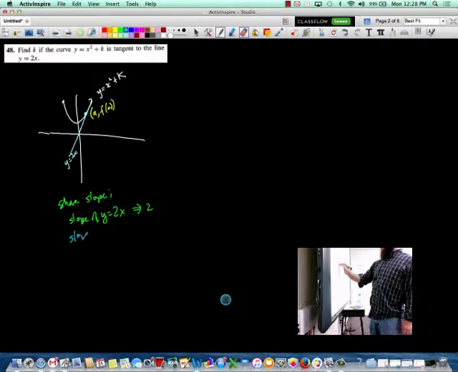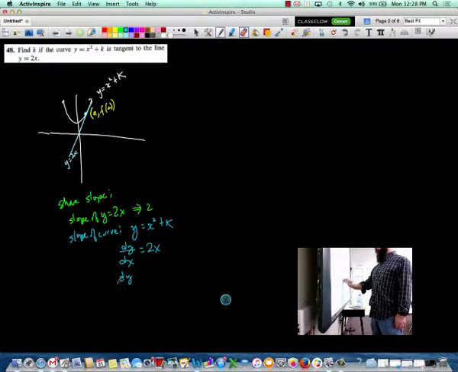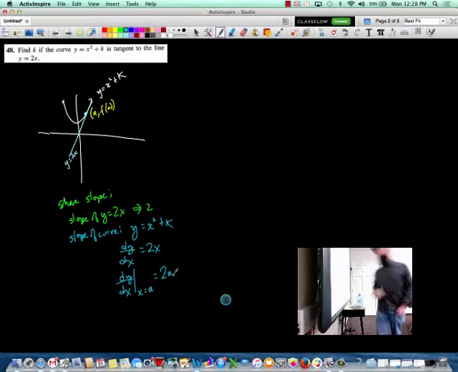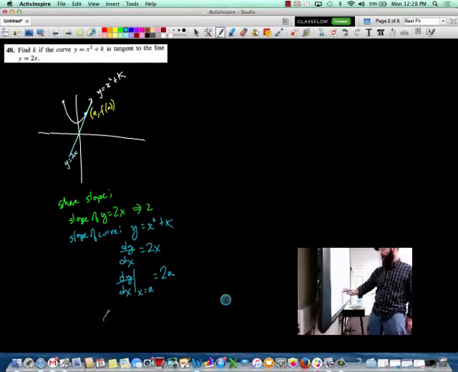So the slope of the curve, you'd start with the actual curve's function. You take the derivative, and then you would plug in the x value at which you'd like to find the slope, which in this case is that a. Let's clear that notation up. All right, so the slope of the curve is 2a, and the slope of the line at the same point is 2. So that tells you immediately that 2a equals 2, which implies that a is 1.